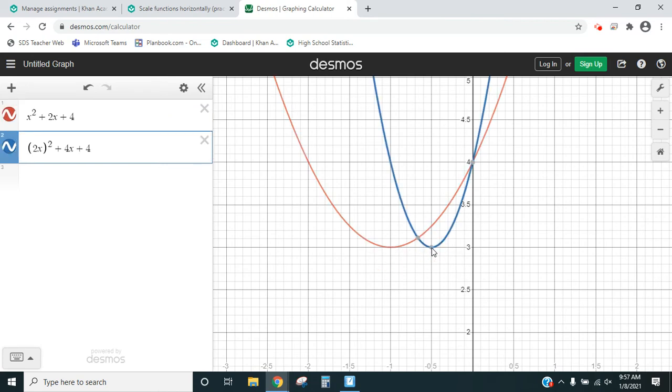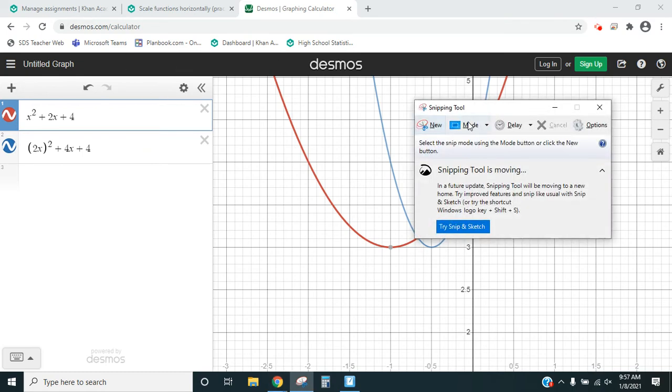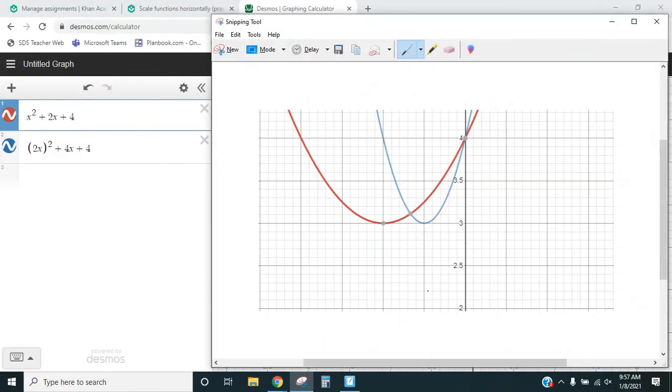The new vertex is at negative 0.5. What happened when it moved from there to there, right? This one is at negative 1, 3. This is at negative 0.5, 3. The only movement happened this way, right? There's a horizontal shrink, wasn't it? Right? So why did it do that, though?